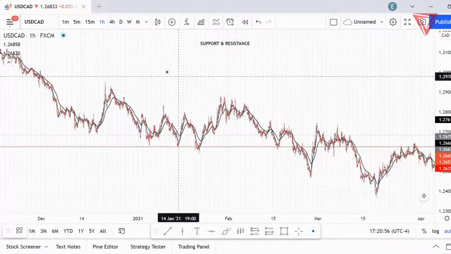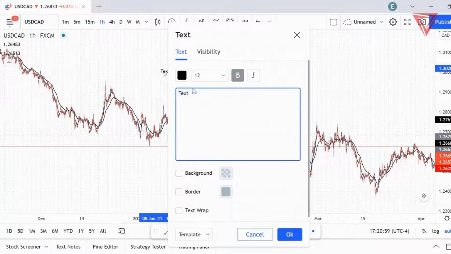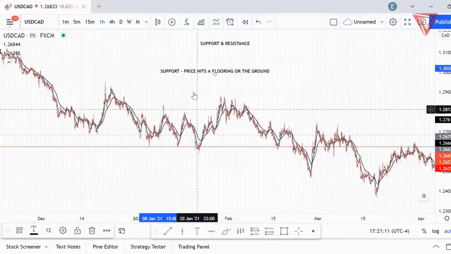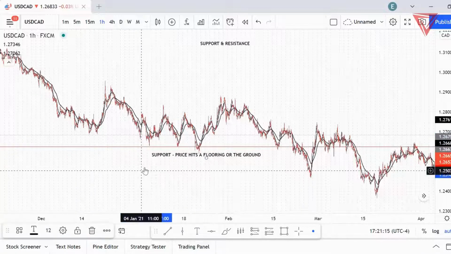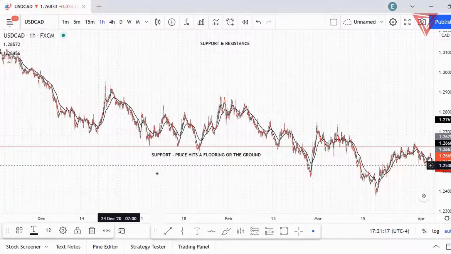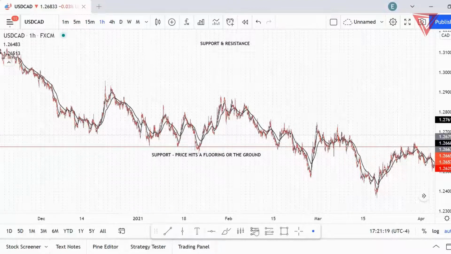Now, support is the idea that price hits a flooring or the ground. Support is the idea that when price hits a specific area, it bounces from that area. And you can see an example of literally that right here.